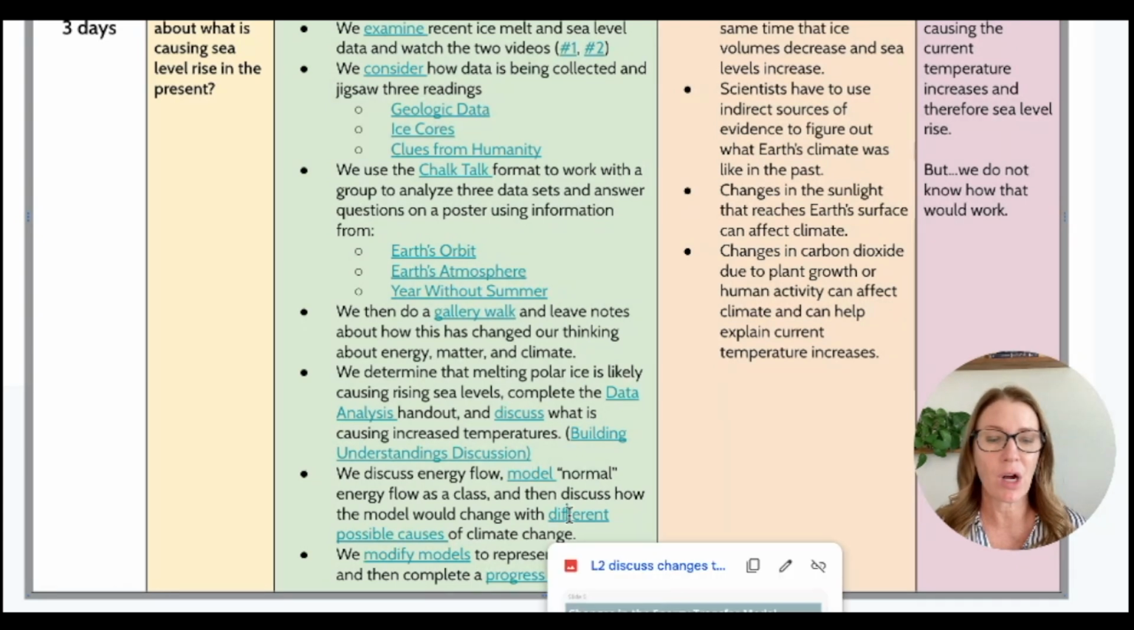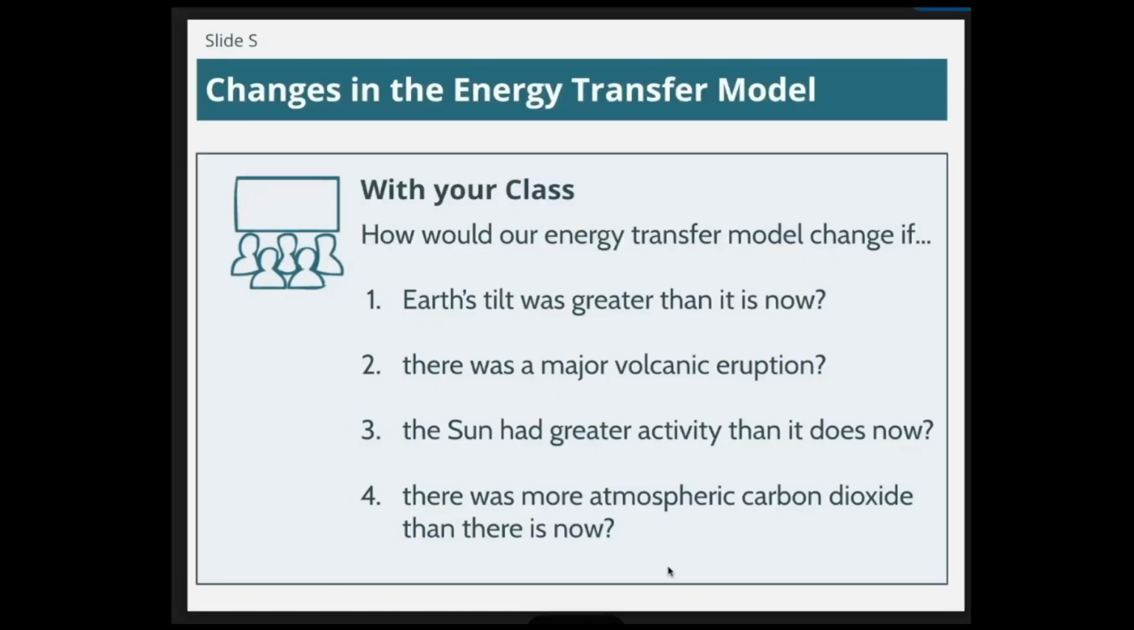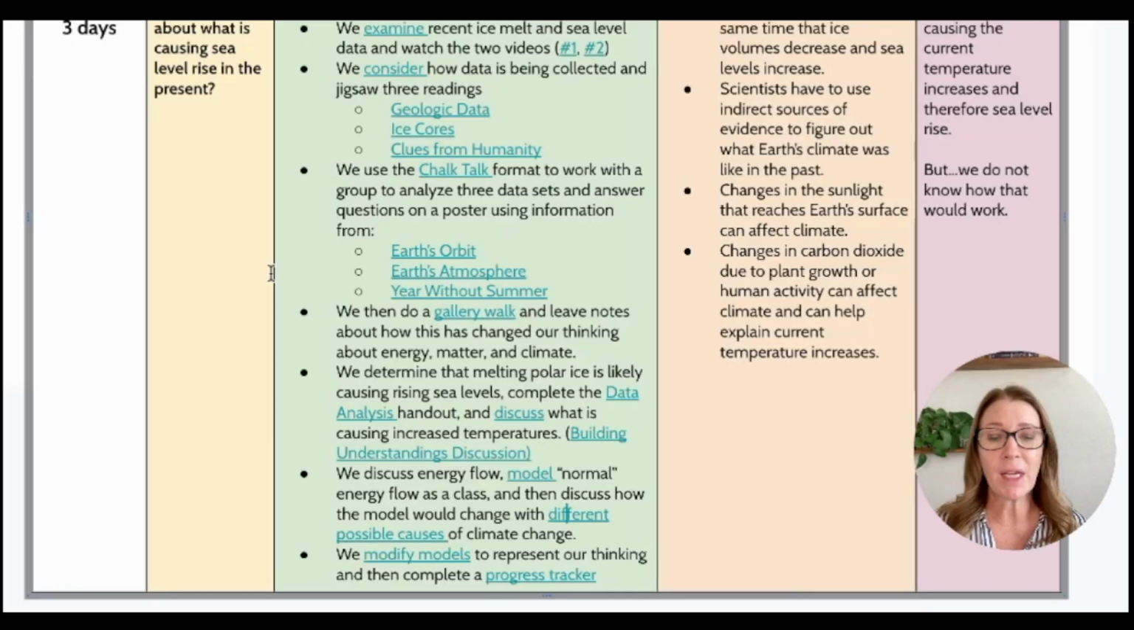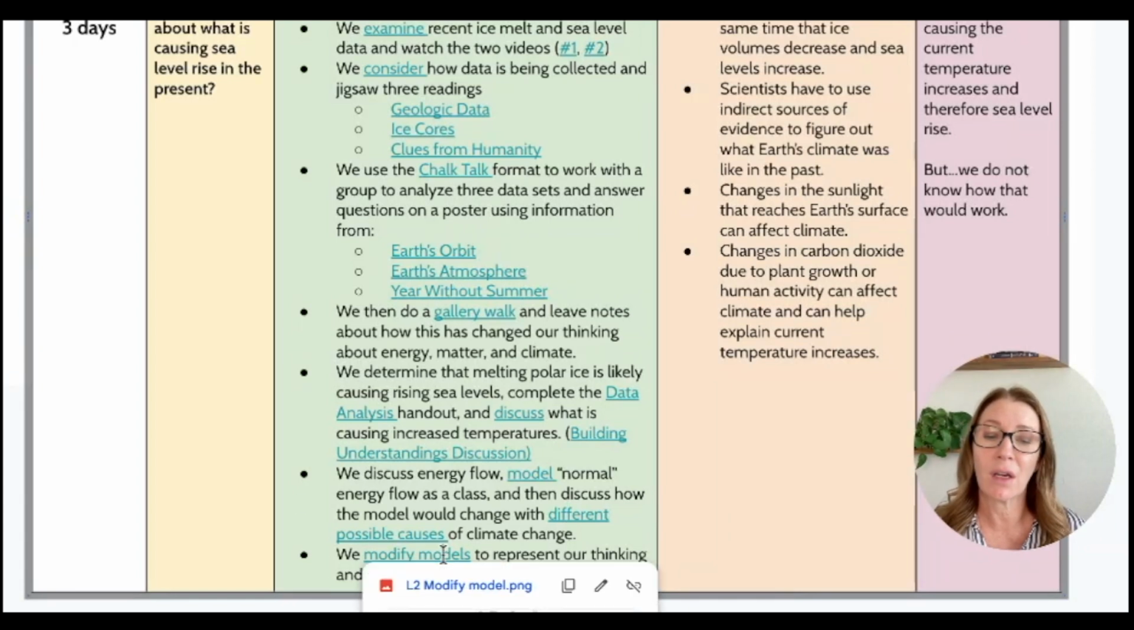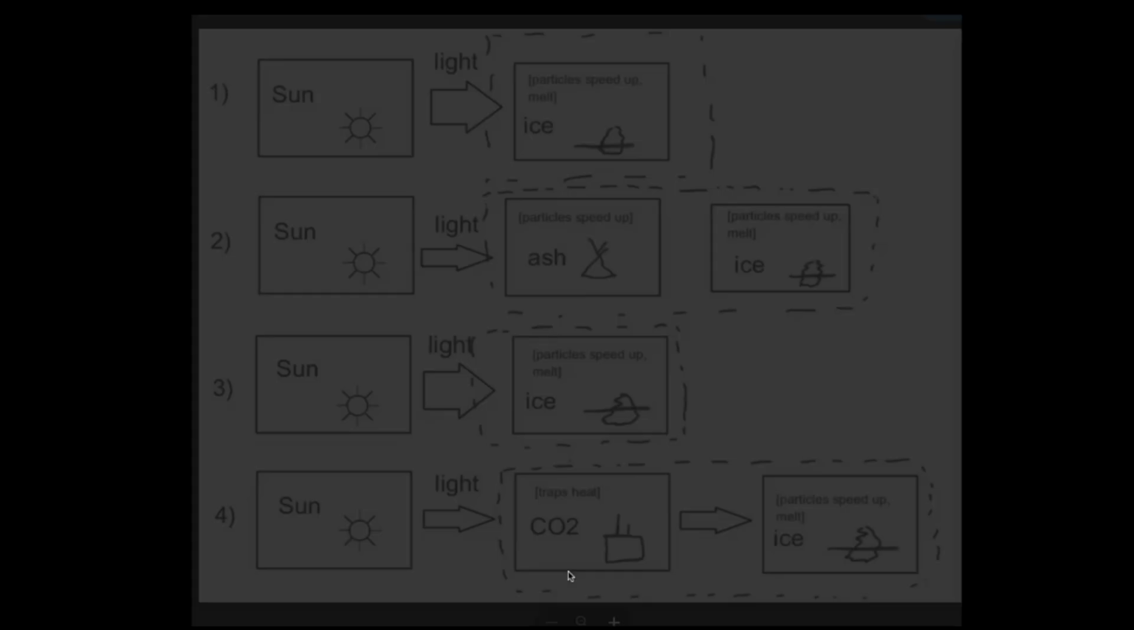So here are some different causes that we're going to model. The first one is, what if the Earth's tilt was greater than it is now? What if there was a major volcanic eruption? What if the sun had greater activity? And what if there was more carbon dioxide? So thinking about those different possible causes of climate change, we're going to represent our thinking using the model rules that we just went over.